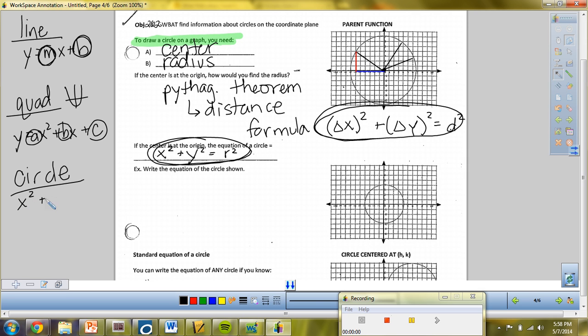X squared plus y squared equal to radius squared. Just like m was important in a line, and a, b, and c in a quadratic, here my radius is what's important. We leave the x, we leave the y.